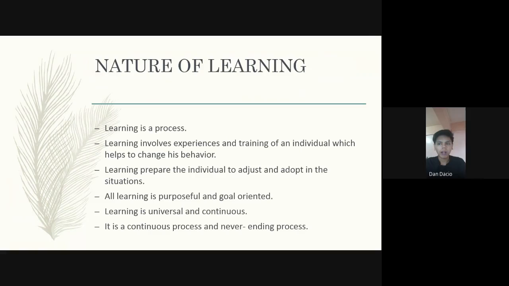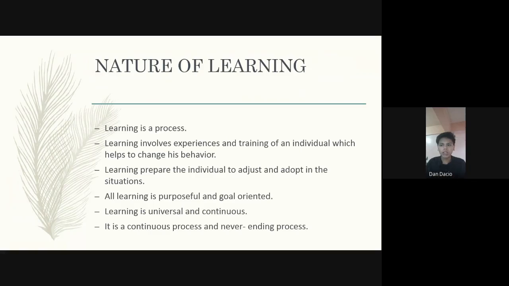Experience is a must in order for you to share. You can share your experiences to your students, or as a student, you can also share your experiences to your professors or instructors, in order for you to understand and to learn from each other. Next, learning prepares the individual to adjust and adapt in situations. Later on, we will be discussing why it's said that learning prepares the individual to adjust and adapt in the situation.